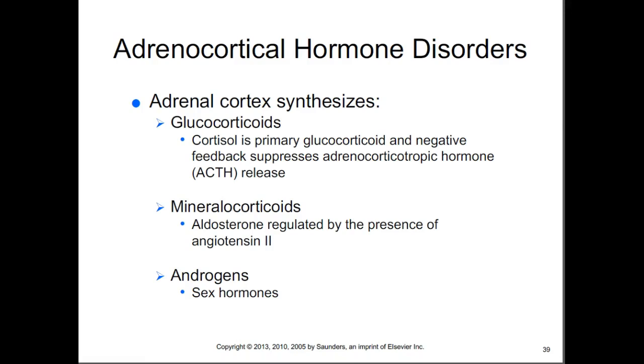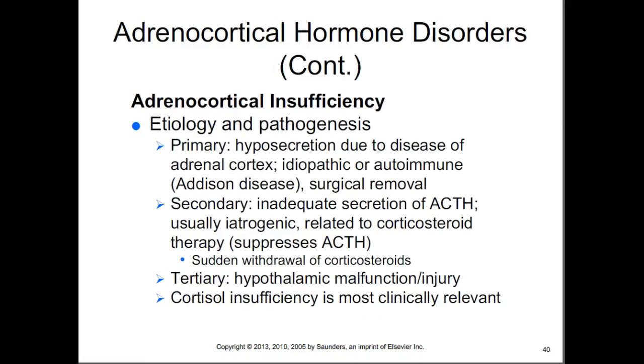The first layer of your adrenal cortex is going to release mineralocorticoids, which is aldosterone, regulated by the presence of angiotensin 2. Right? Remember the RAS system, RAAS. It's time to review it. Okay? And that is called your zona glomerulosa. And then the zona reticularis is going to release your sex hormones, mostly testosterone. Testosterone can be converted into estrogen in your fat.